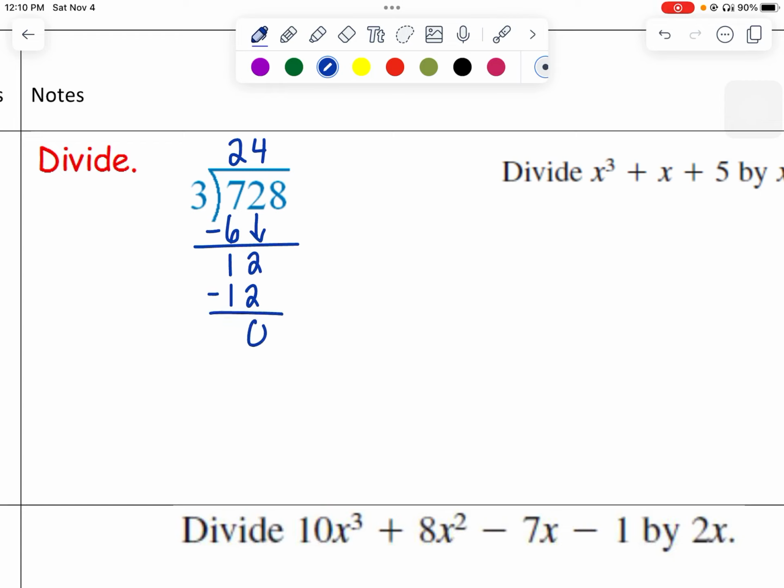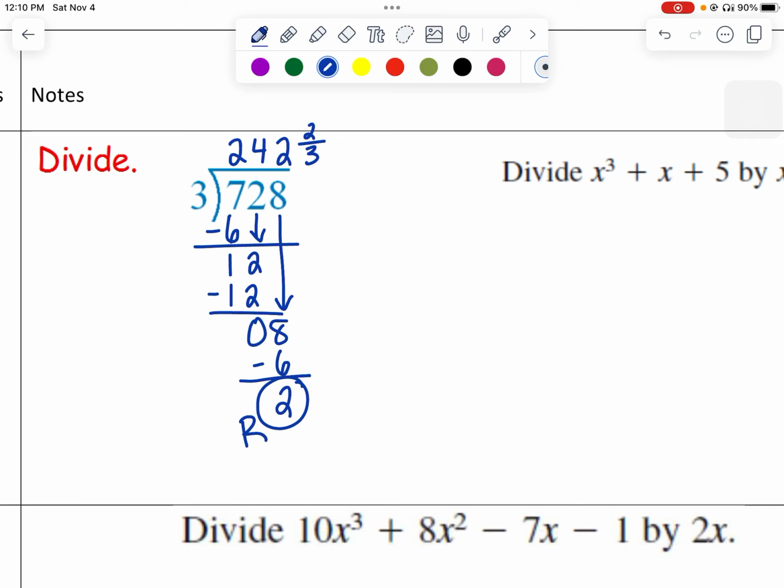You subtract, you get nothing left. You bring down the 8. And then you say, how many times does 3 fit into 8? 3, 6, 9. So just twice again. That's 6. Subtract. You have 2 left over, nothing left to bring down. This is your remainder. And so you would have 2 left over out of 3, so you would have 2/3 left over. So 242 and 2/3 would be your answer.